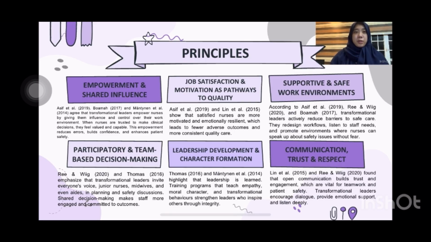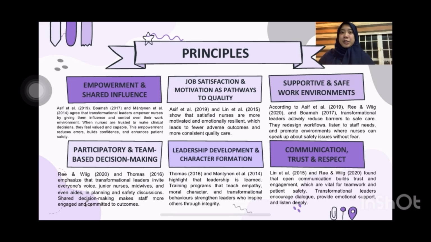4. Participatory and team-based decision-making. Rhee and Wig in 2020 and Thomas in 2016 emphasized that transformational leaders invite everyone's voice, junior nurses, midwives, and nurse aides as well, in planning and safety discussions. Shared decision-making makes staff more engaged and committed to outcomes.